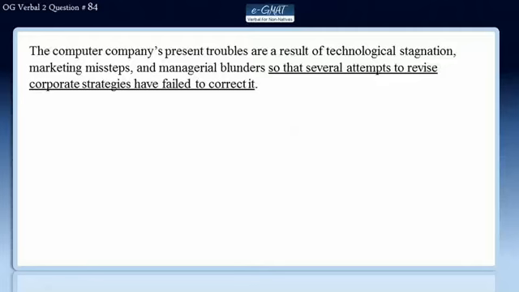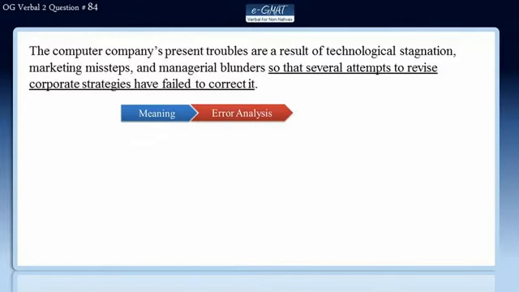We will solve question number 84 of OG Verbal Second Edition by using the e-GMAT three-step process. In the first step, we will understand the meaning of the sentence. In the second, we will evaluate the errors in the sentence, and finally, we will review all the answer choices to get to the correct answer.